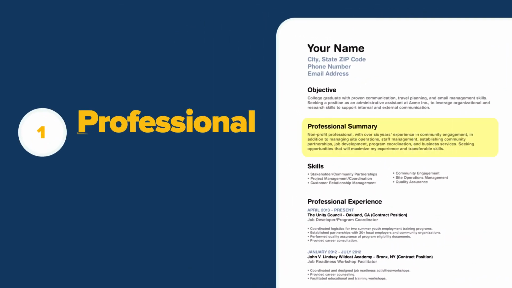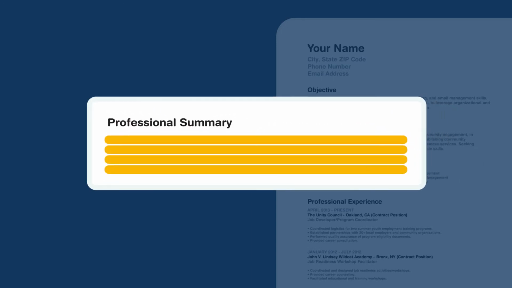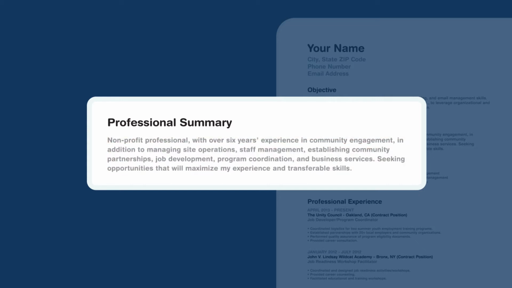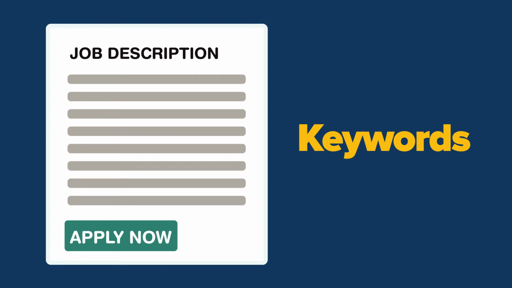First is the professional summary. This section should be between 2 and 4 sentences that describe your experience level and key skills related to the position for which you are applying. In this section and other sections of your resume, you want to include some of the key words that were included in the job description. Keywords are those words that are mentioned multiple times in the job description.